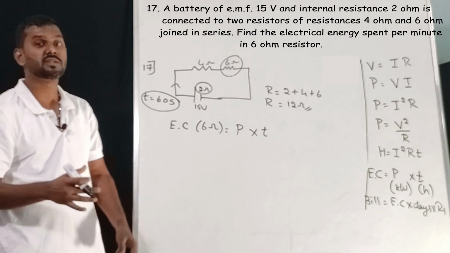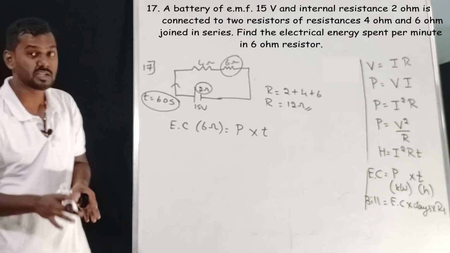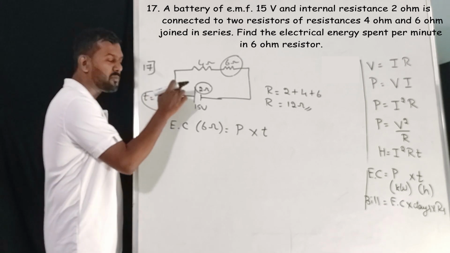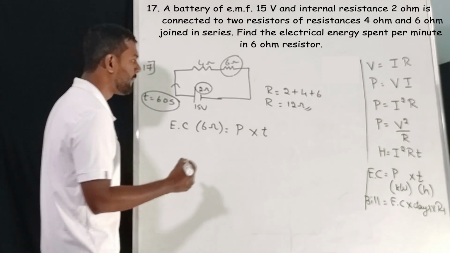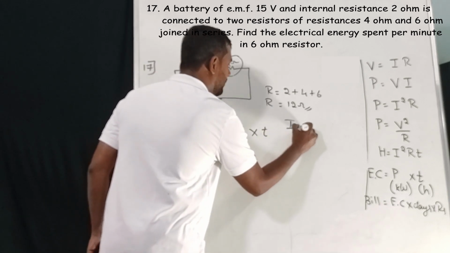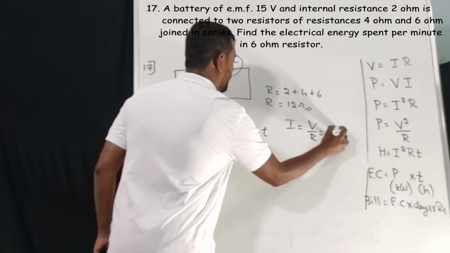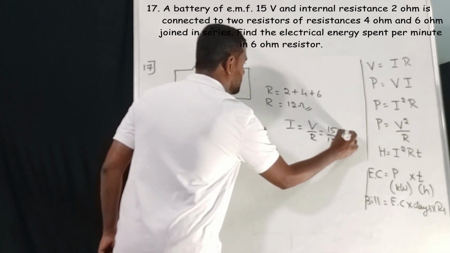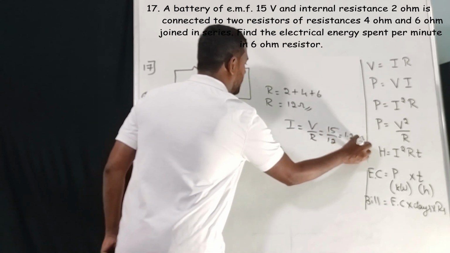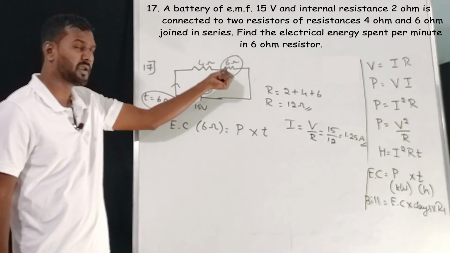See, all these basics are important. That is what we have learnt in concept videos. That is why I always suggest watching concept videos. Current remains constant, so we'll find the current. We have total resistance and total voltage, so I is equal to V by R. V is 15, R is 12, so the answer will be 1.25 amperes. That's it, so now we got the current, which remains the same.